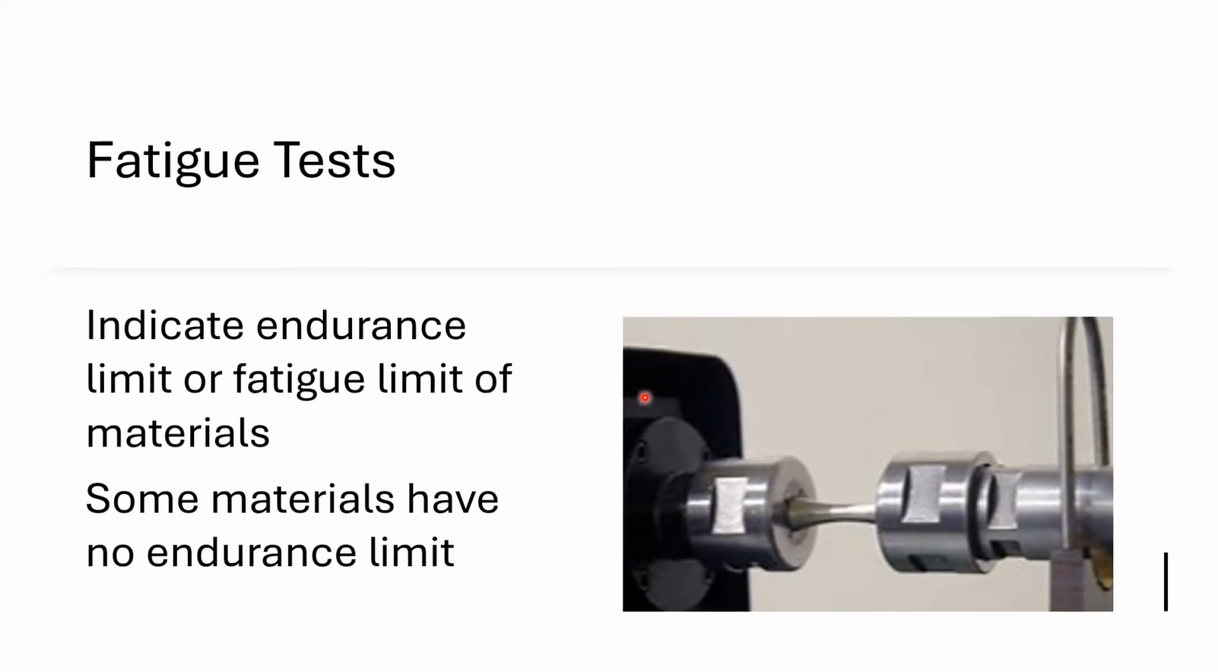Alright, the next one is a fatigue test. Another one for strength, so it indicates the endurance limit, a fatigue limit, again, of your test specimen or your material. Some materials have no endurance limit, but some of the materials have that endurance limit, and we want to know what that is. So we do this test so we can find that endurance limit. You know the name again, fatigue limit, of that material.